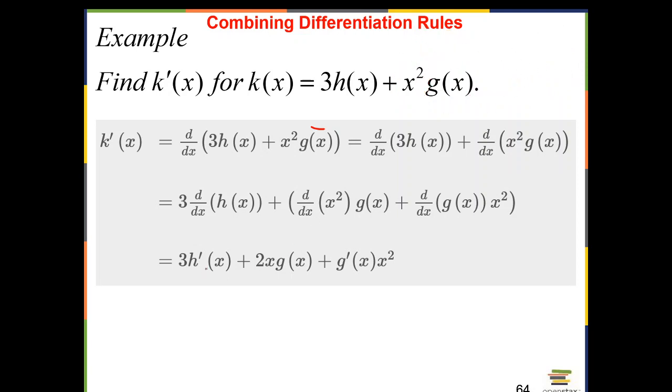So here we go. So 3h prime is 2x times g plus g prime times x squared. And that's it. That's all we can do because we don't know what g of x is and we don't know what h of x is, so we're going to leave it like that. So that is k prime of x, right?